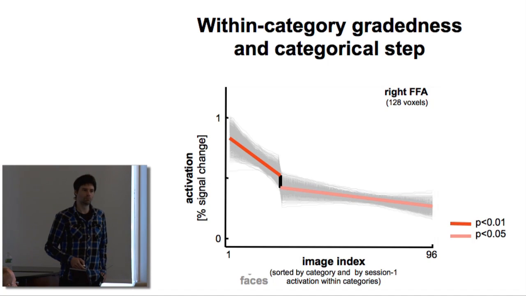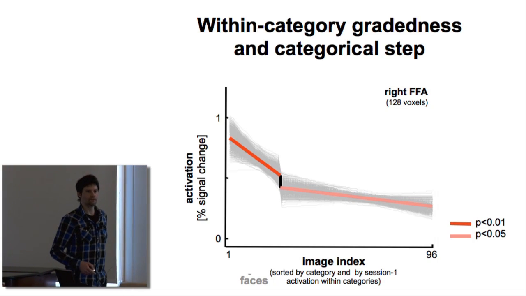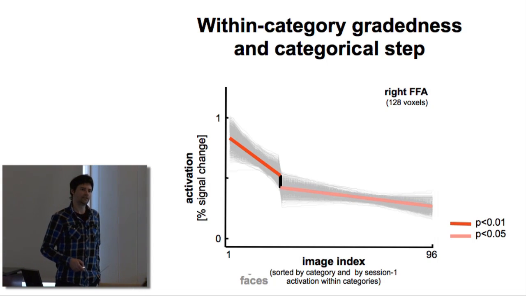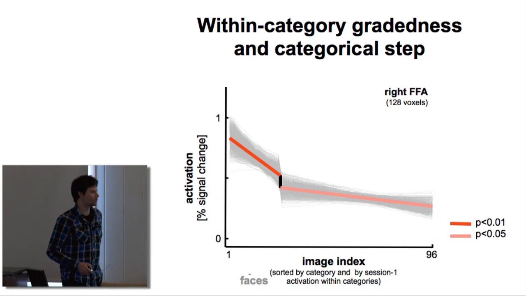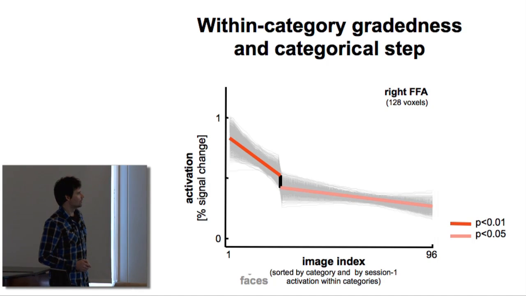So we bootstrap resample the images with the motivation that we don't want our analysis to be heavily dependent on the particular images we chose. So we want to simulate the variability that we would get if we had a different stimulus sample from the same hypothetical distribution of stimuli. And this is what we get for the right FFA. We get a significant drop-off within the preferred category of faces. And we see a little step here, which is not significant, and a drop-off that's also significant within the non-preferred category.